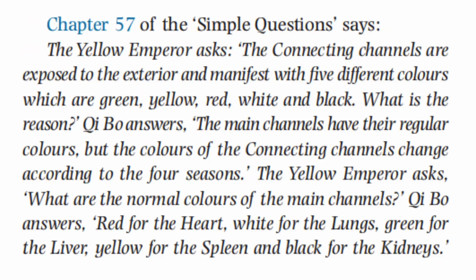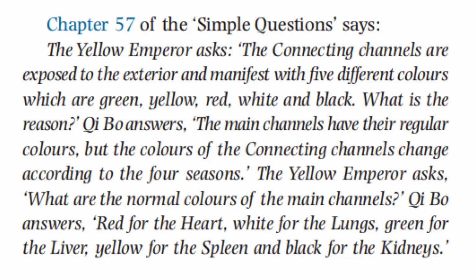Chapter 57 of the Simple Questions says: The Yellow Emperor asked, the connecting channels are exposed to the exterior and manifest with 5 different colors, which are green, yellow, red, white, and black. What is the reason? Qi Bo answers: The main channels have their regular colors, but the colors of the connecting channels change according to the 4 seasons. The Yellow Emperor asked, what are the normal colors of the main channels?